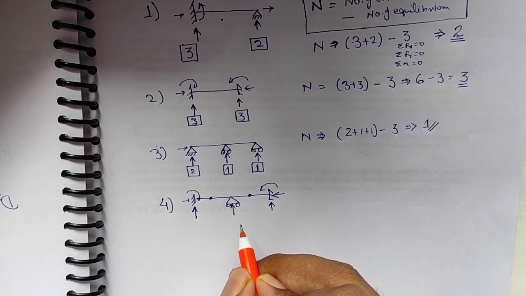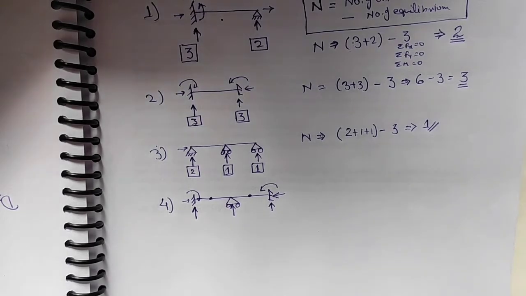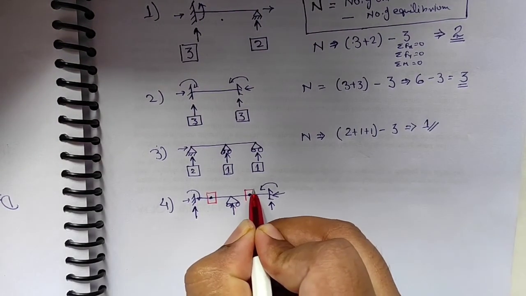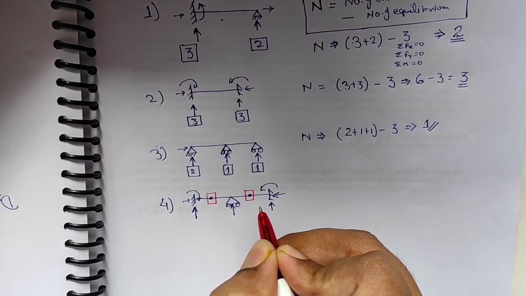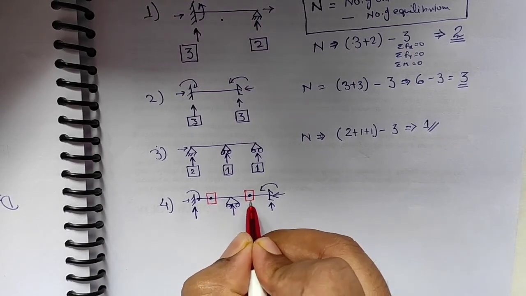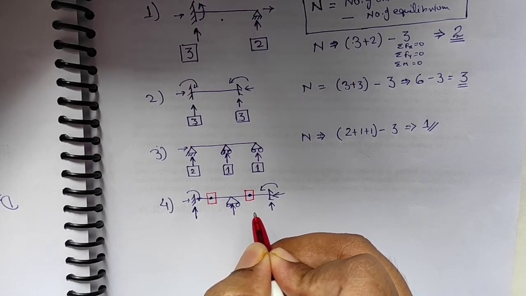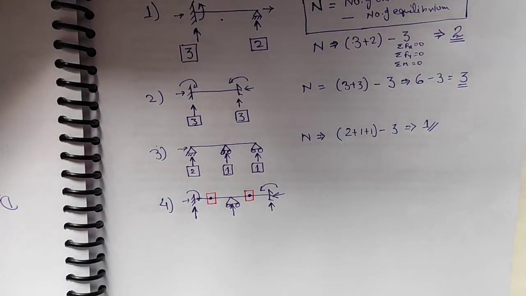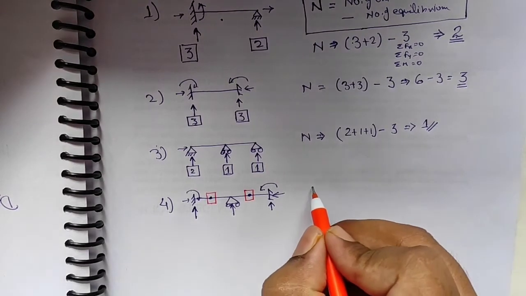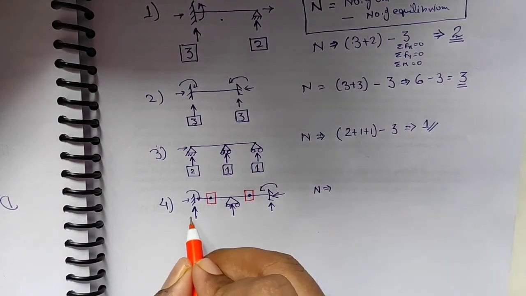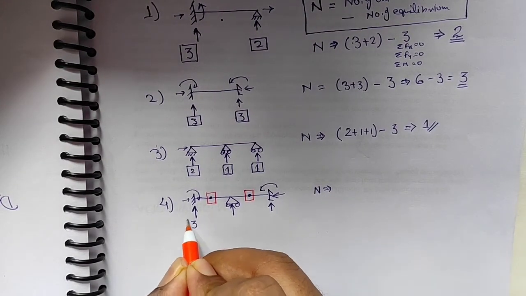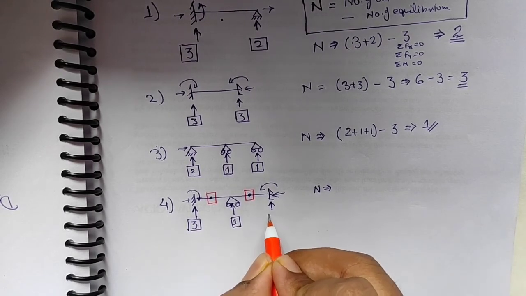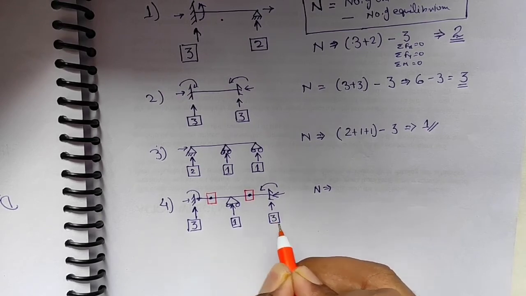One thing important here that we have to consider is that these internal hinges should be considered in the equilibrium equations. That means we will have two extra equilibrium equations, or we can say that the number of equations will now be 3 plus 2. So here, the number of unknown reactions at this support is 3, at this support it is 1, and here it is again 3.